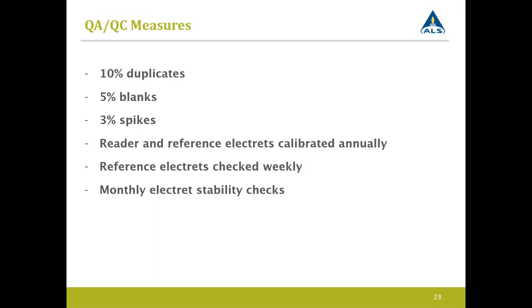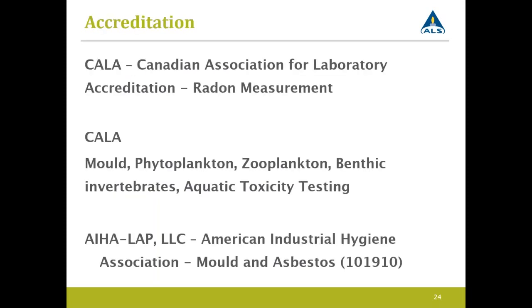The reader and reference electrodes are calibrated annually. The reference electrodes are checked weekly, and we also do monthly electrode stability checks. We are accredited by the Canadian Association for Laboratory Accreditation for Radon Measurement, but in our department we also analyze mold and asbestos, which we are accredited for by the American Industrial Hygiene Association, and we also analyze phytoplankton, zooplankton, benthic invertebrates, and do aquatic toxicity testing, which we are accredited for by the Canadian Association for Laboratory Accreditation.